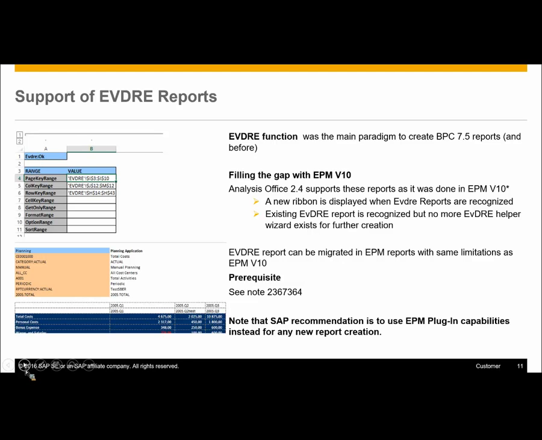It will be recognized, and it will have the same behavior and also the same limitation that exists already in EPM B10. So it means that there is no specific new feature in Analysis Office 2.4 in EPM plugin if you compare with EPM add-in, but it's a major gap that we have removed with this version.